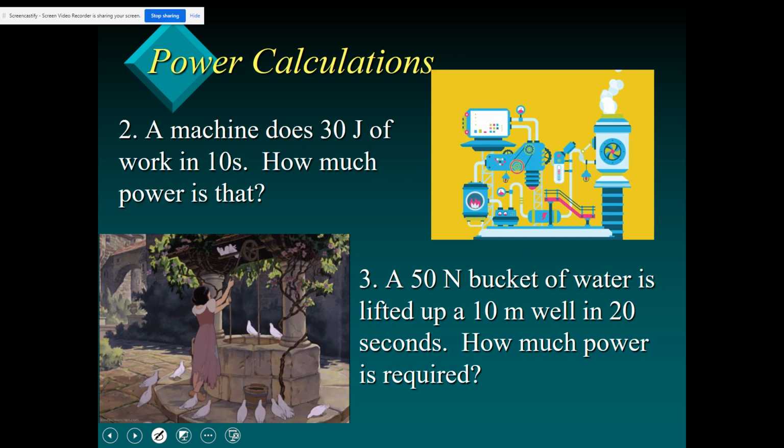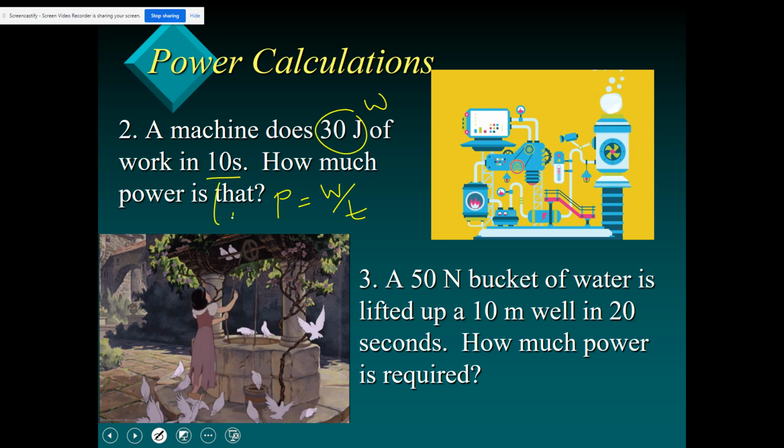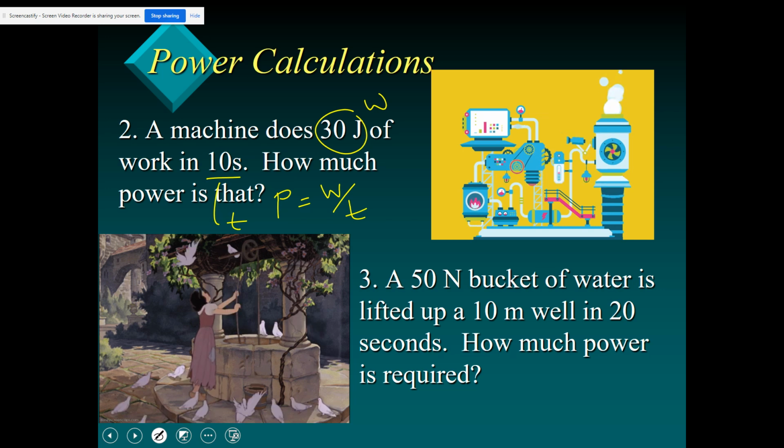Here are a couple more questions. A machine does 30 joules of work in 10 seconds. How much power is that? Well, power is equal to work over time. And it looks like I have work here. Looks like I have time there. Okay, 30 divided by 10. And you can see that you're going to get a certain amount of watts. You go ahead and calculate it.